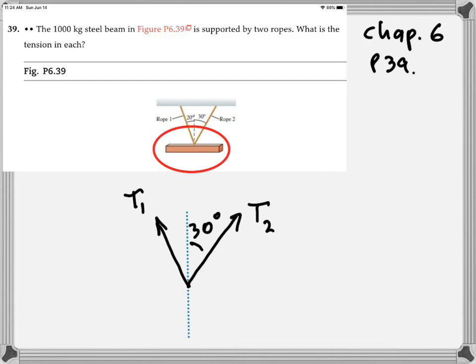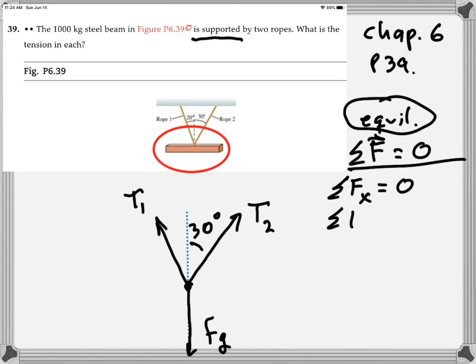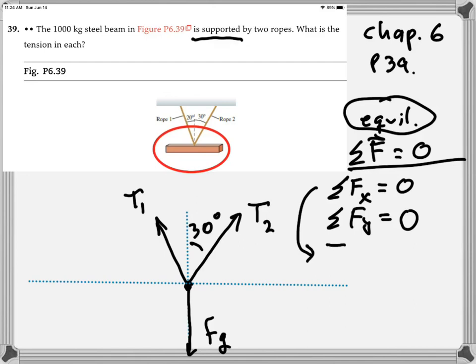The other force acting on the system is the force of gravity, Fg, and we know that the object is being supported by the cables, so that means that the object is in equilibrium, and in equilibrium the sum of the forces should be 0 because the acceleration is 0. So in particular we can write that the sum of the forces in the x direction equals 0, the sum of the forces in the y direction is 0. So we're going to use the x and the y axis in the usual way.